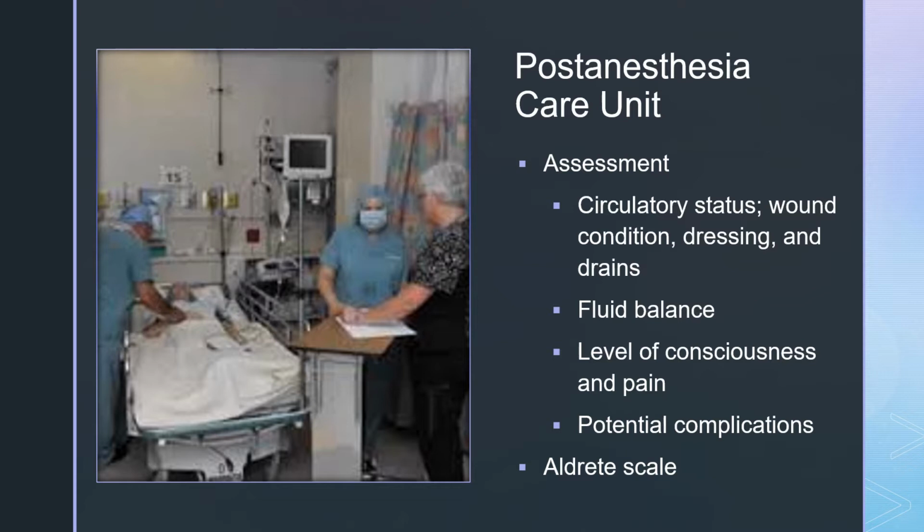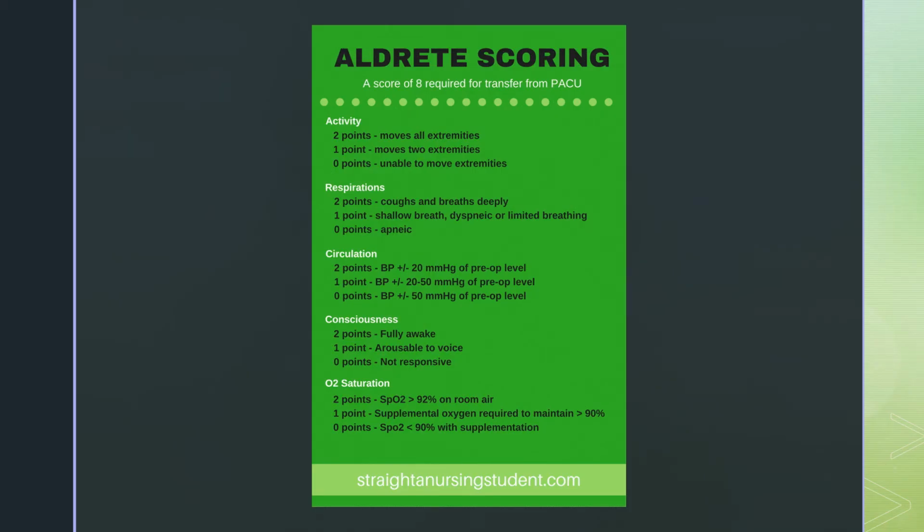The nurse also monitors for level of consciousness and for potential complications. Again, the Aldrete scale is a tool that's used to assess how well a client is recovering from anesthesia, and it rates the client's mobility, respirations, blood pressure, level of consciousness, and pulse oximetry. This is a copy of the Aldrete scale, and a copy should be located in resources on Blackboard.